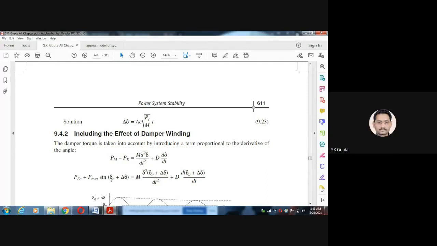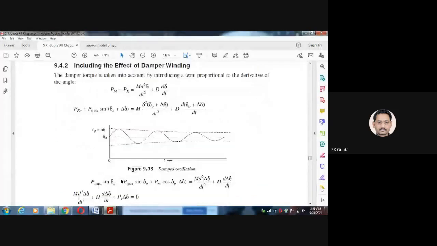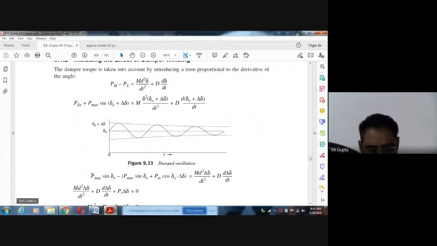Sin delta, if you open this, sin delta 0 cos del delta plus cos delta 0 sin del delta. Sin del delta is equal to del delta, and cos del delta is equal to 1. Then this equation is the same equation which we described earlier. Only this additional term has come, because of the differentiation of del delta 0. Del delta 0 is a constant value, so its derivative is 0, and only the d del delta by dt term will come. So again, from here everything was the same, only this additional term has come here.